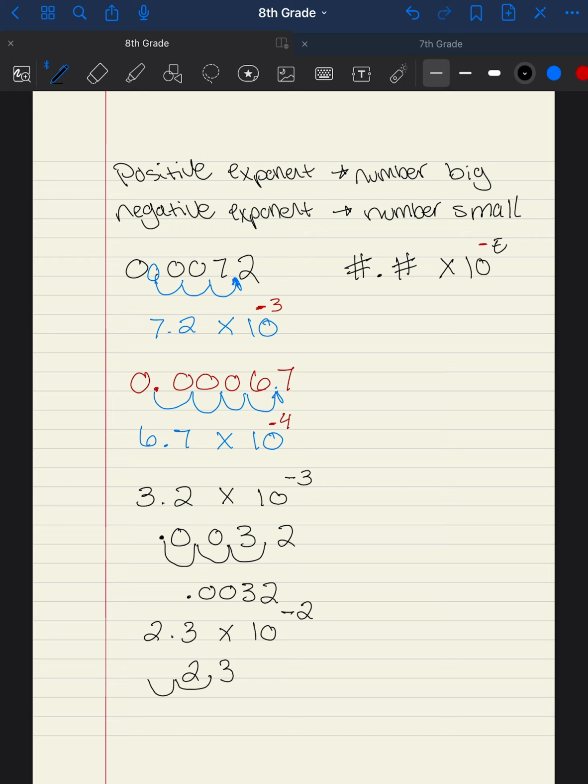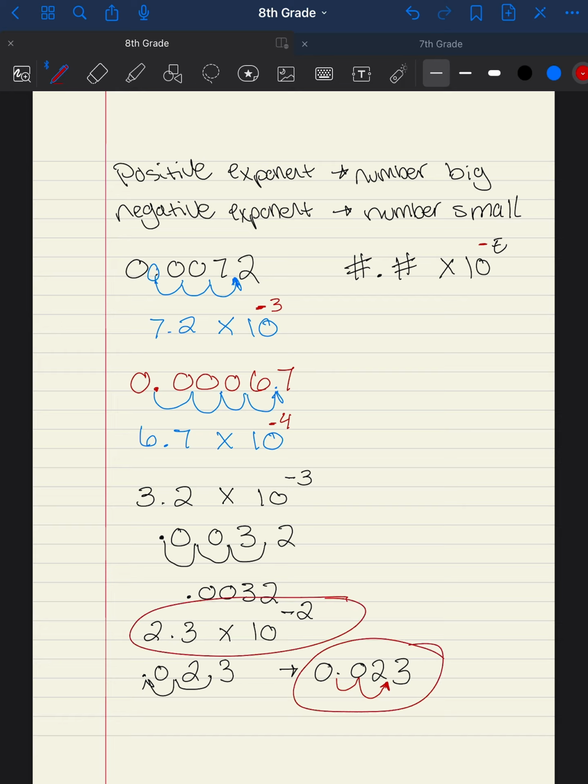So let's move my decimal 2 times like it tells me to do. 1, 2. So what it's saying is that my original number is going to be 0.023. Let's double check our work. 1, 2. Did they move the decimal twice to get 2.3? Yes, they did. So that means this is our original number. This is our scientific notation of that original number.